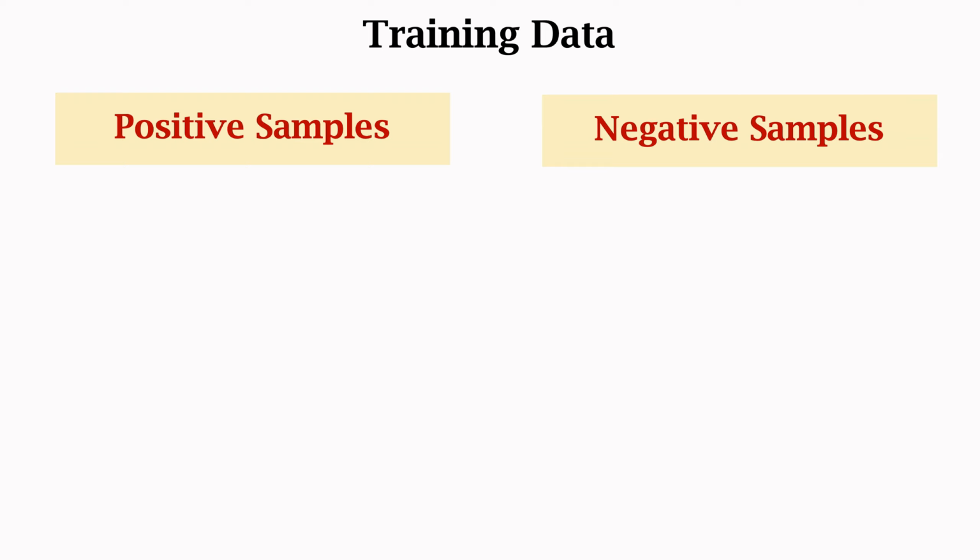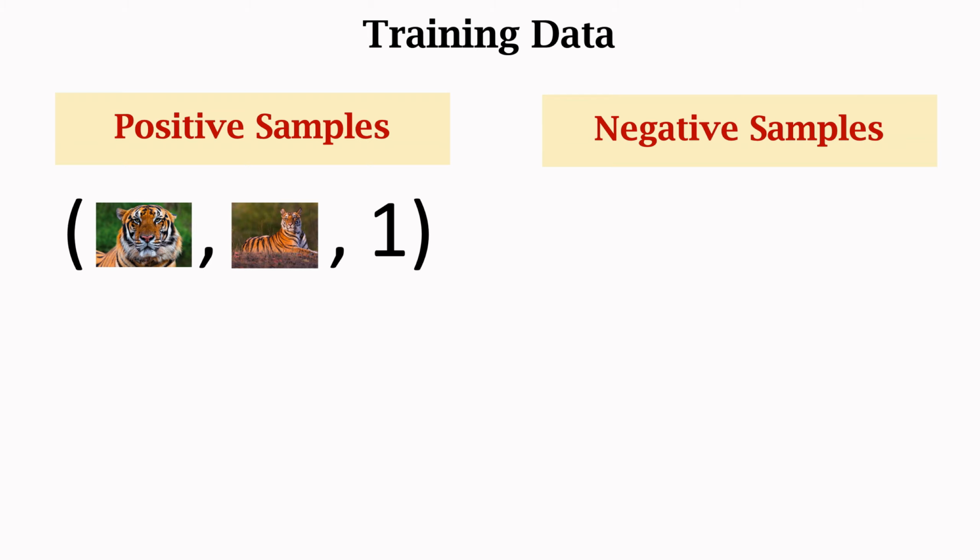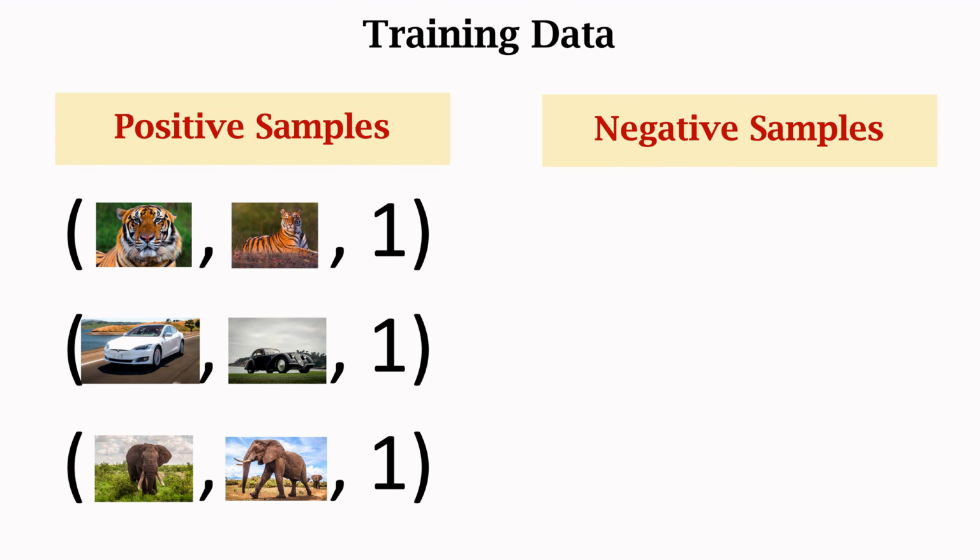Positive samples are obtained in this way. Randomly sample an image from the training set. For example, we get this tiger. Then sample another image from the same class. We get another tiger. This is a positive sample pair, and we label it as 1. It means the two are of the same kind. We can do the same to get 2 cars and 2 elephants. The labels of the pairs are 1s.